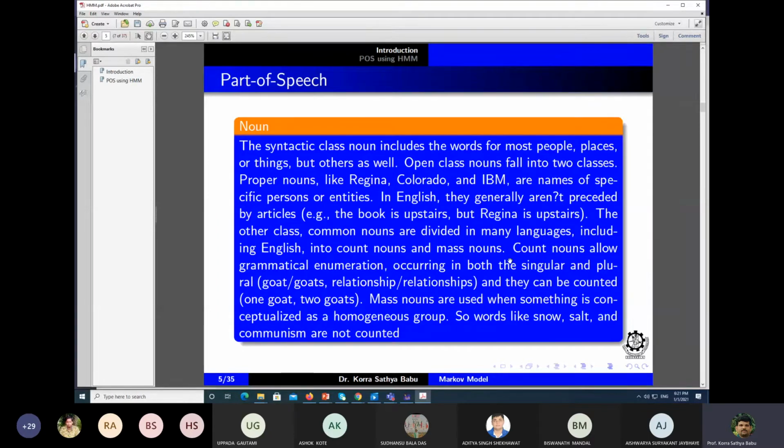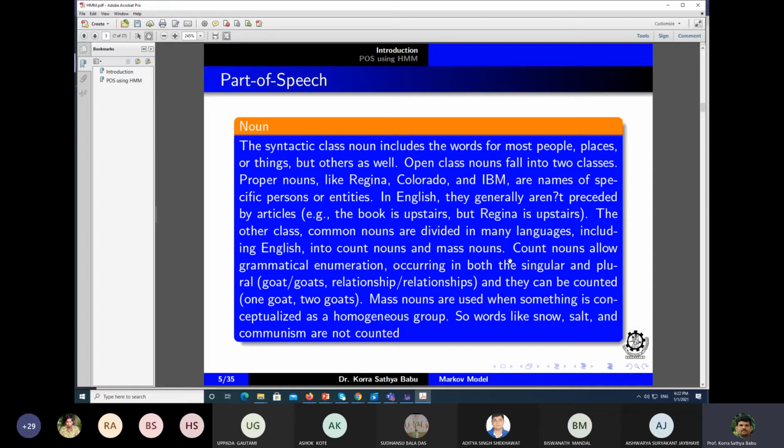Adjectives. The third open class English form is adjectives, a class that includes many terms for properties or qualities. Most languages have adjectives for the concept of color, like white or black or pink or orange, and for age, like old or young, and for value also, like good or bad. But there are many languages also without adjectives.